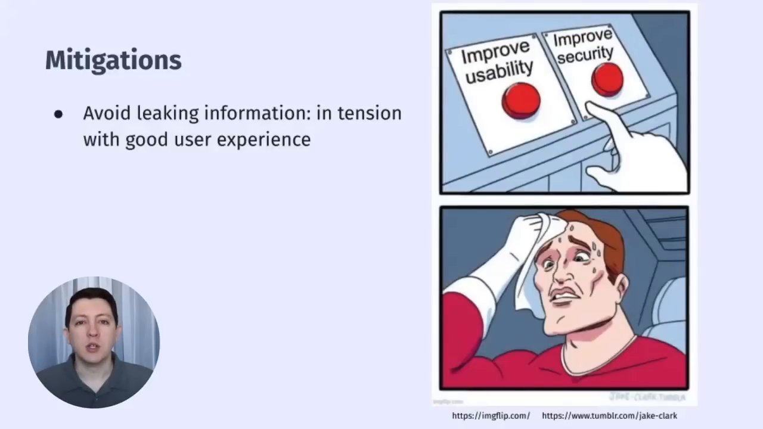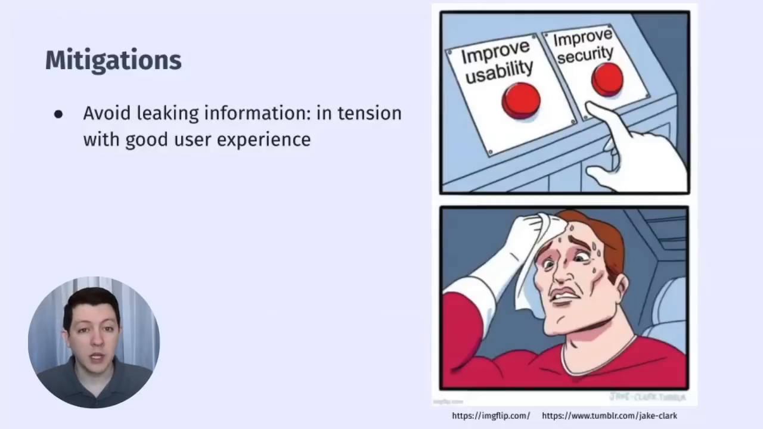The first mitigation is to avoid leaking information whenever we can. Now, unfortunately, this is in tension with good user experience. What we might consider valuable information to the attacker, which is leaked, might also be valuable information to the user. In fact, it often is. AI systems, in their probabilistic nature, often, to make it easier on the user, want to report their confidence in some way. And unfortunately, attackers can leverage that too.